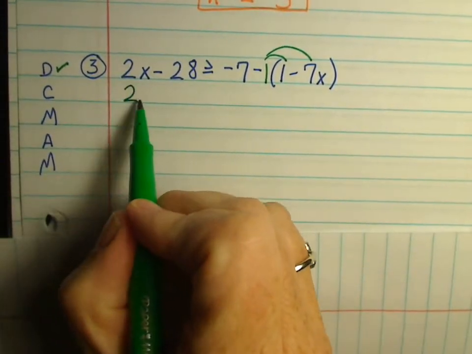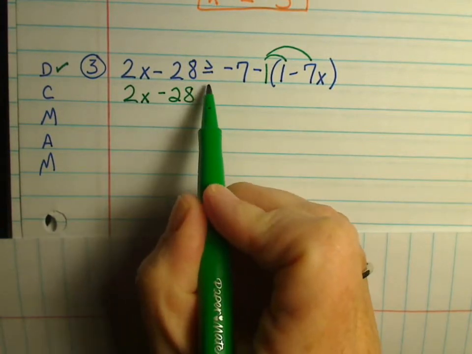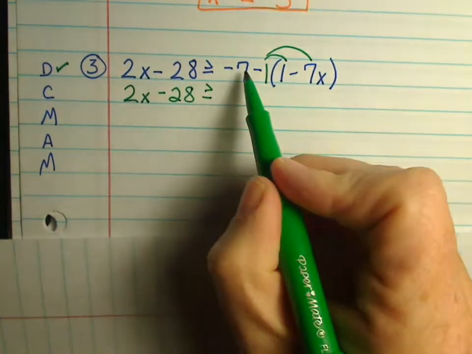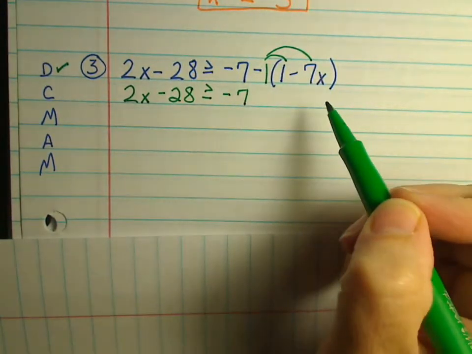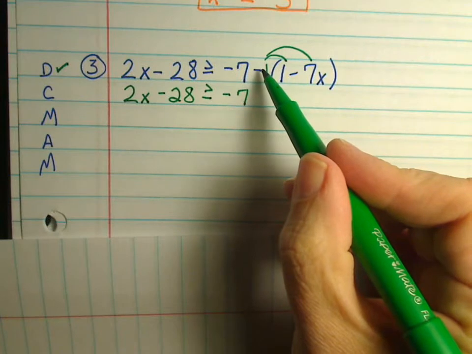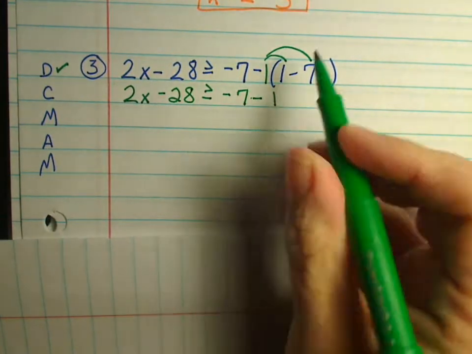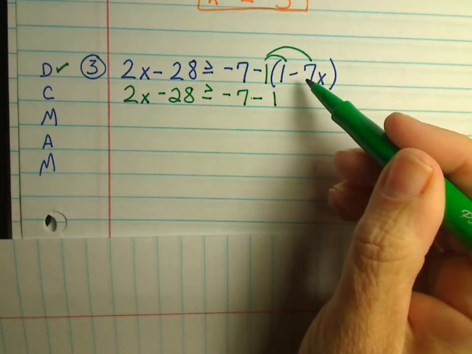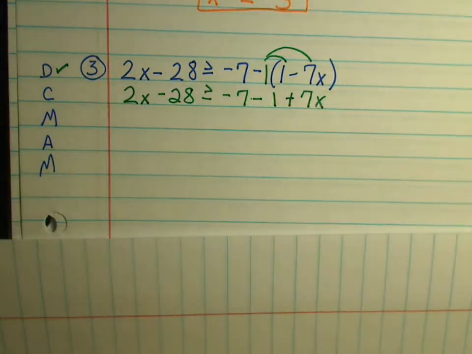So I have 2x minus 28 that I'm just going to bring down, a greater than or equal to. I'm going to bring down the negative 7, and now I'm going to distribute. And a negative 1 times a positive 1 is a negative 1, and a negative 1 times a negative 7x is a positive 7x. Okay.